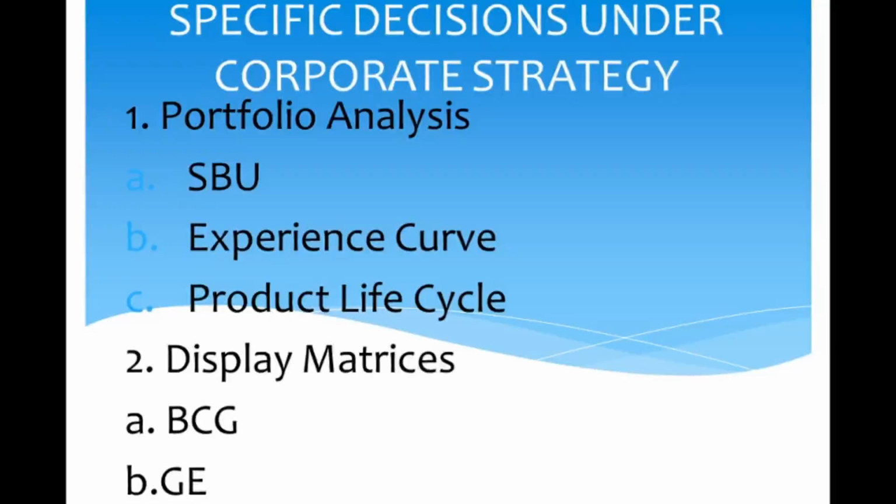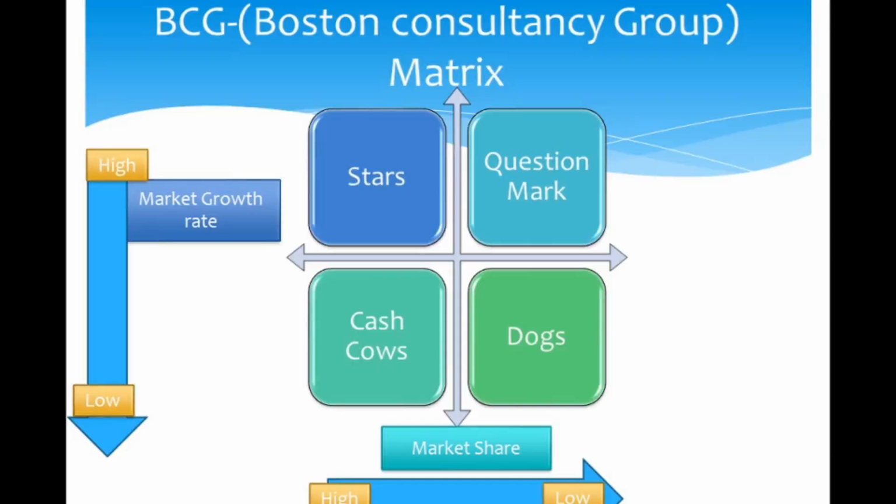Good morning, students. In the previous class, we discussed portfolio analysis, which is the first method used to take specific decisions under corporate strategy. Now, let us move on to display matrices. Under display matrices, there are two types of matrices, BCG and GE. Let us see the first matrix, that is BCG. BCG stands for Boston Consultancy Group Matrix.